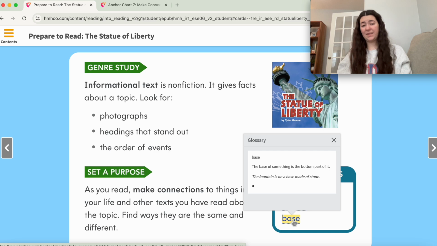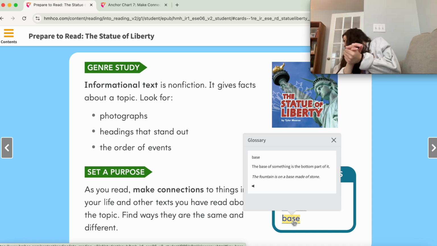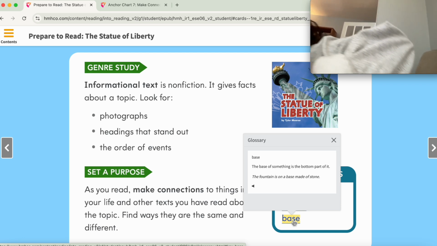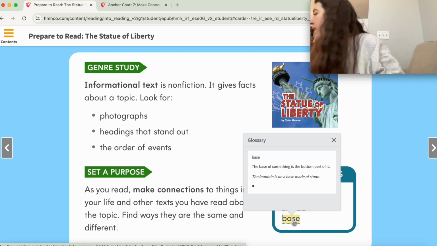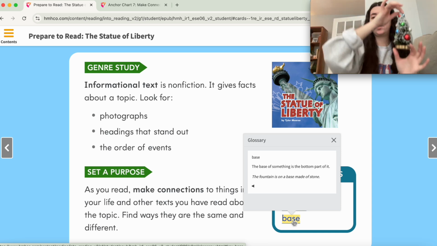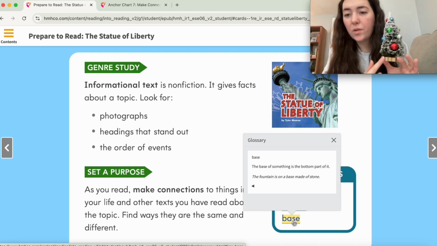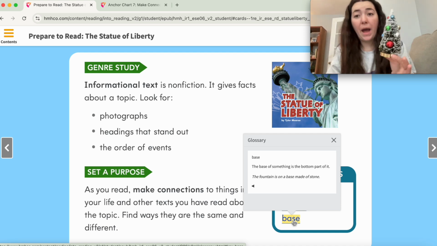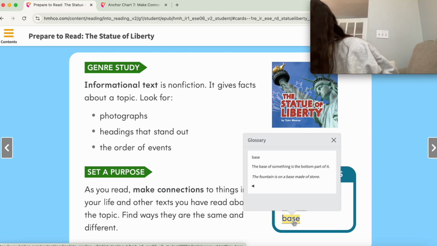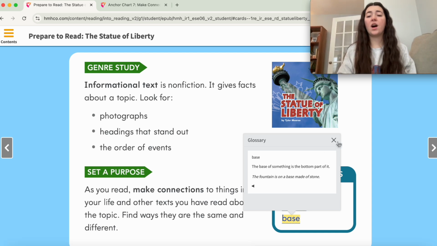And our last word is base. Can you say base? The base is the bottom part of something. So the base of, I'm trying to find something around me that has a base. You know, here's this. This will do. Oh, it doesn't even have a base. Okay, here is something. Miss Meadows has this Christmas tree. This gold part right here would be its base. That's the bottom of it, or what it stands on. That is the base.